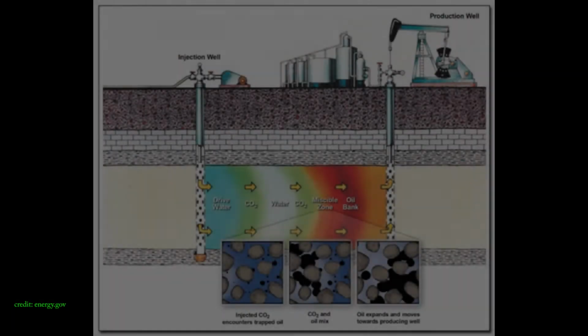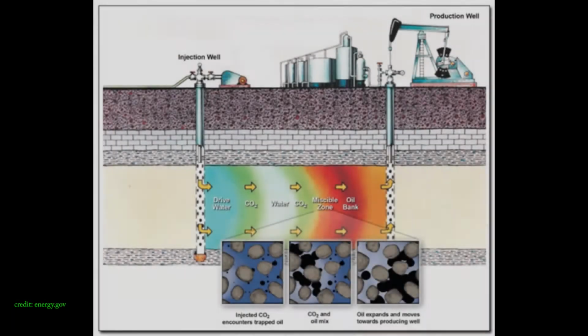A typical injection process looks like this. Starting on the left, we have the injection well that alternates injections of carbon dioxide and water. These injections permeate the reservoir and mix with the unrecovered oil. This causes swelling and increased pressure, which frees the oil from the rock and enables it to flow to the production well to the right.